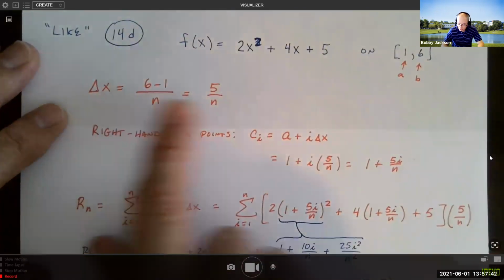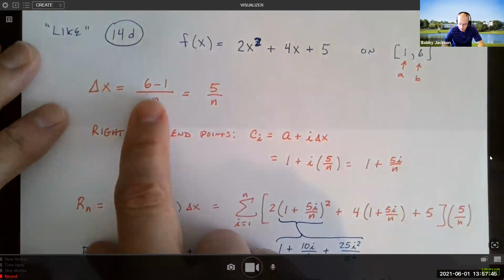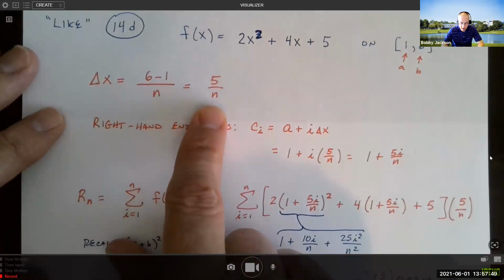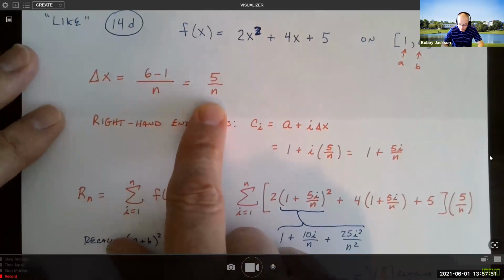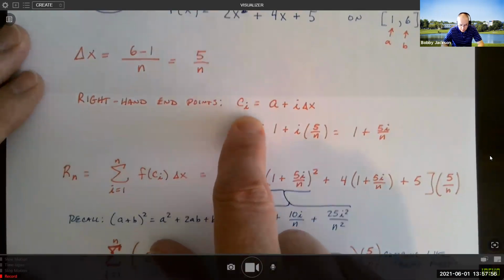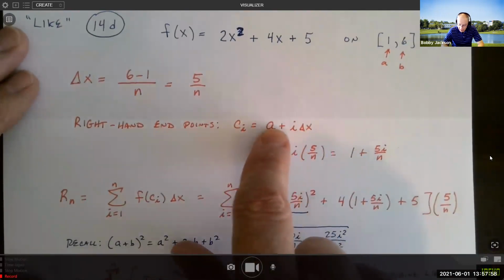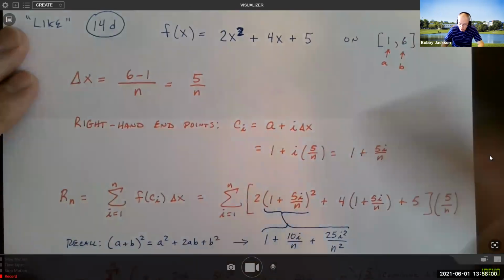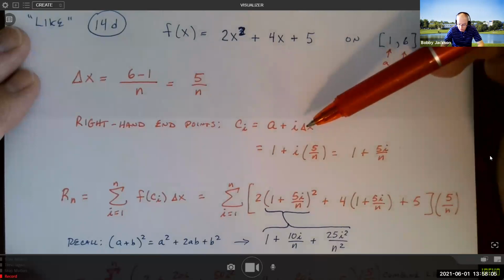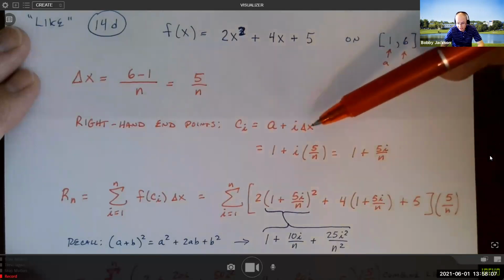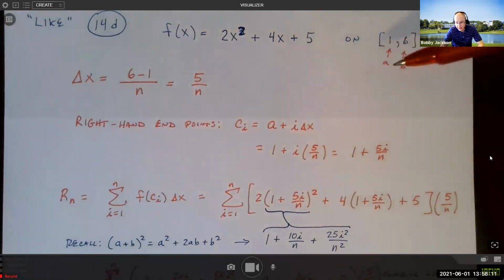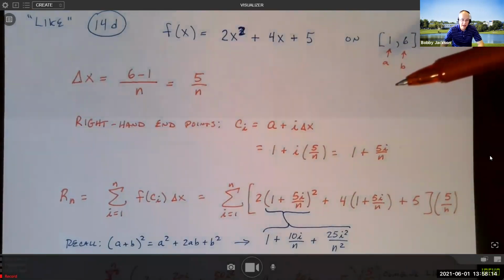That's the length of the interval, which is 6 minus 1 is 5, divided by n, the number of subintervals. So 5 over n is our delta x width. The right-hand endpoints, I'll call that C sub i. We start at A, and since we're going to start with i equal 1, the right-hand endpoints will be A plus i times delta x, right? So when i is 1, I get A plus delta x. That's the first right-hand endpoint. When i is 2, I'll get A plus 2 delta x, which is the second right-hand endpoint, and so on.